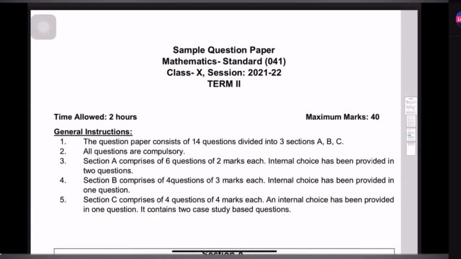Paper, Term 2, Mathematics Standard. The code is 041, Class 10, session 2021-22. So this is the Term 2 sample question paper. We'll go into what the details in this are.